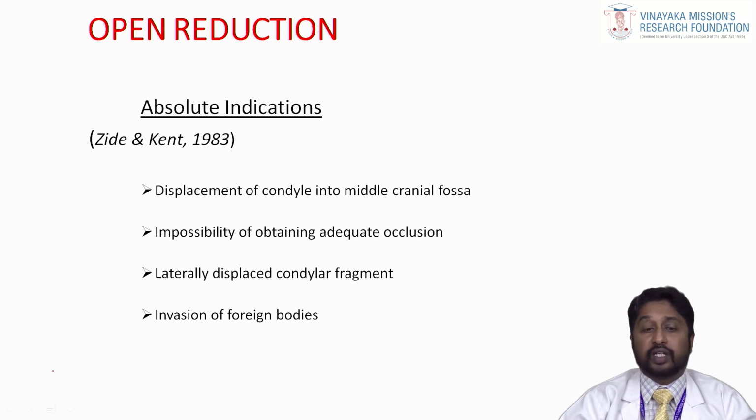So these are the absolute indications. First, as I told you, when the condyle is in the middle cranial fossa. Second, when you are not able to get an occlusion. Third, a laterally displaced condyle fracture, when the condyle fracture is exactly laterally displaced. Next, if there is an invasion of a foreign body. So these are the absolute indications of open reduction for a condyle fracture.